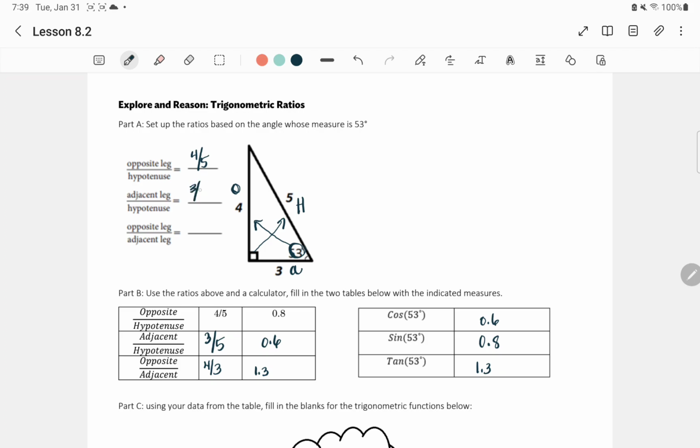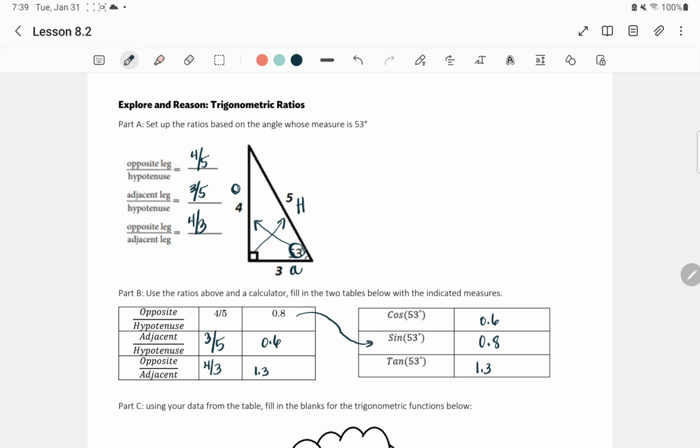Adjacent 3, hypotenuse 5. Opposite 4, adjacent 3. Okay, so I filled in the bottom things, and we're going to figure out what our trig ratios are. So we said that the opposite leg over the hypotenuse was 4 divided by 5. Well, that as a decimal is 0.8. So which trig ratio is 0.8? And we can see that that's sine.